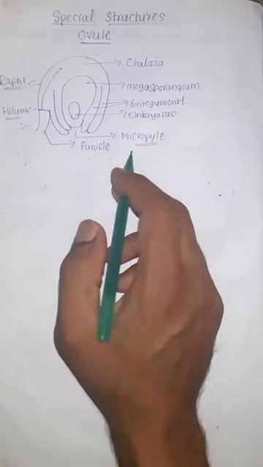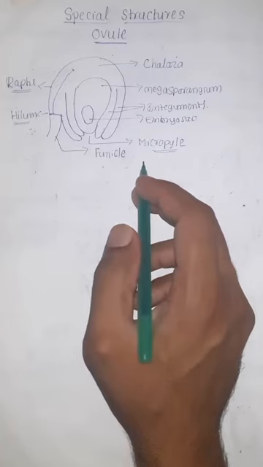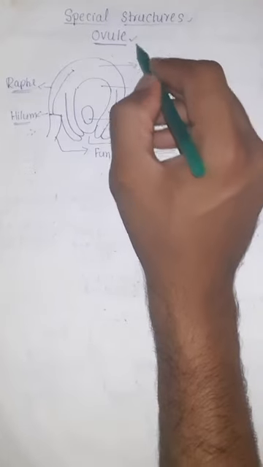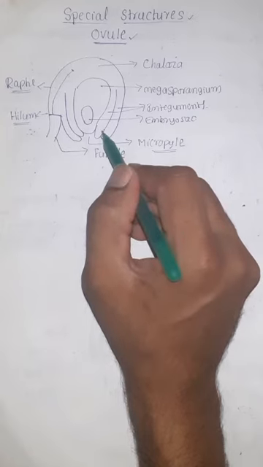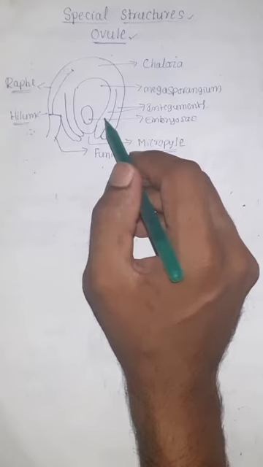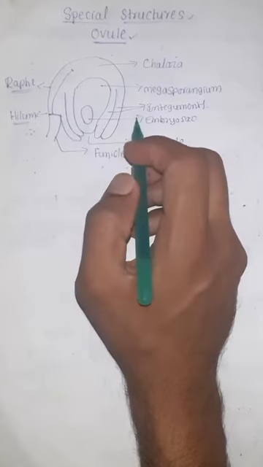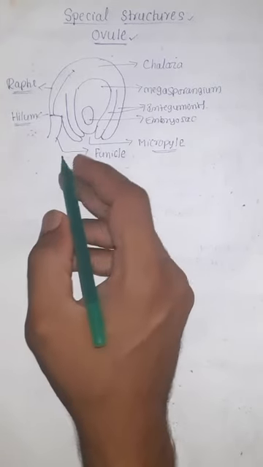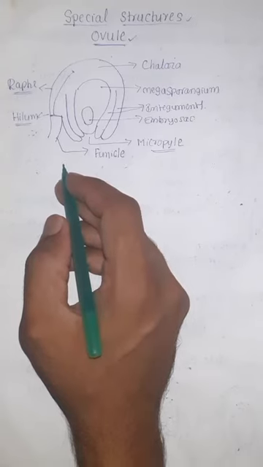This is the structure of a typical ovule, but here our discussion is about some special structures which are associated with ovule. It is the general common structure of the ovule, but sometimes we can see some additional or extra growths in association with the ovule. Those structures we will be discussing in this video. Very important. First we will make a list of all those extra structures. After that we will see them in detail.